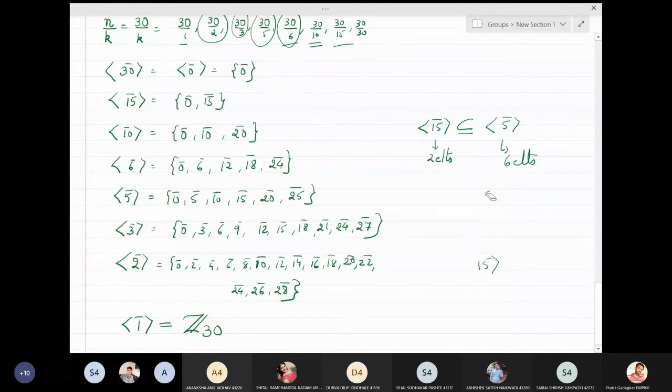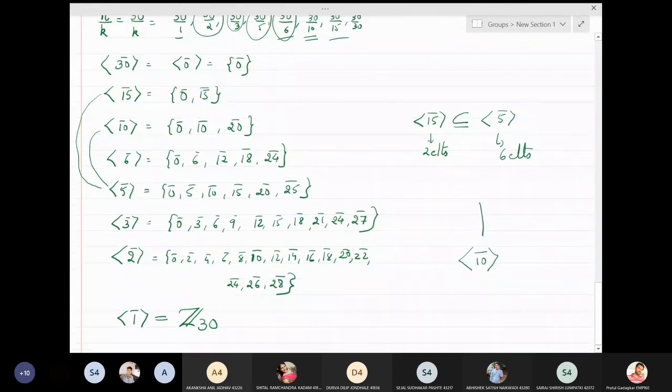And can I see something more? I also see that 10 bar is also smaller than 5 bar. So in my figure, 10 bar should also be below the subgroup generated by 5 bar, because this has only 3 elements, 0, 10, and 20, and 5 bar also has 0, 10, and 20, right? So this is also a situation I have to look at. I have to be very careful.